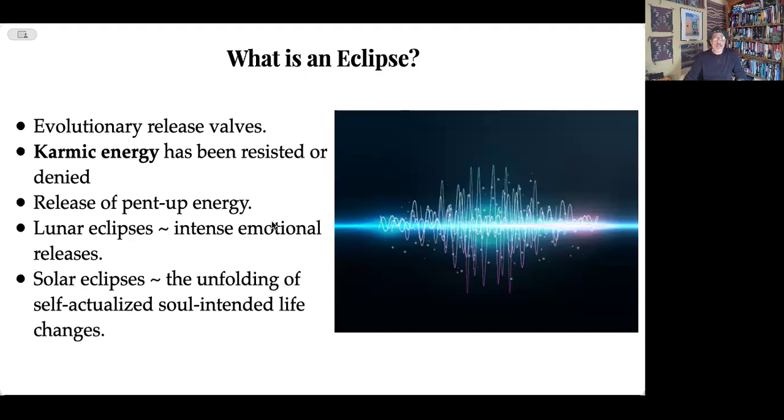An eclipse is an energy release. They're valves. They are pent-up energy that has been held emotionally, perhaps for months or even years. A lunar eclipse is an intense emotional release. A solar eclipse is the unfolding of self-actualized energy, or soul-intended life changes, where we're intending to go forward. But the lunar eclipse, the moon is our emotions. The sun is our self-actualization process, and the eclipses reflect both of these processes.